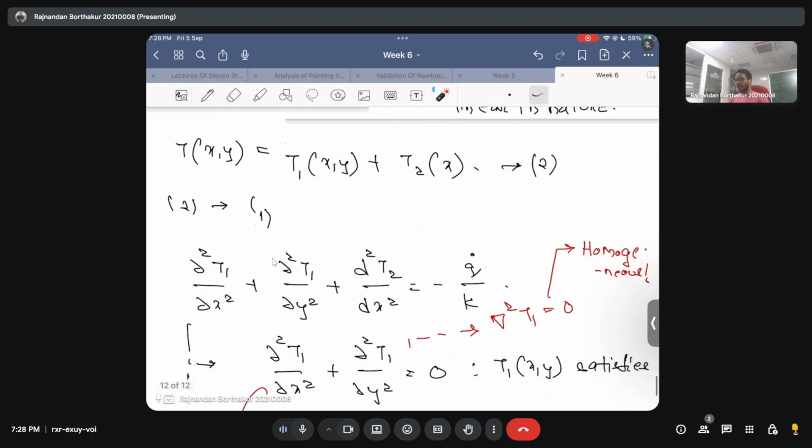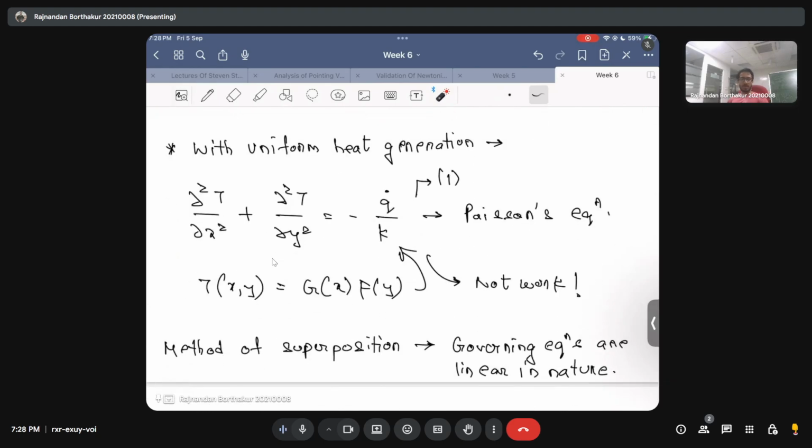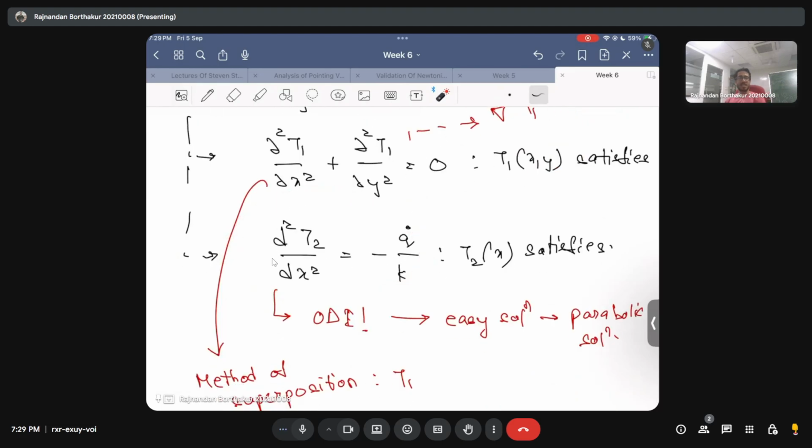So this is a way of solving the Poisson equation using the method of superposition, where you try to extract a Laplace equation out of it, and then dump the source term. This term is known as a source term because it's a known constant term. So you dump the source term by making an extra ODE out of it, which is easier to solve, and we all know the solution for ODEs.